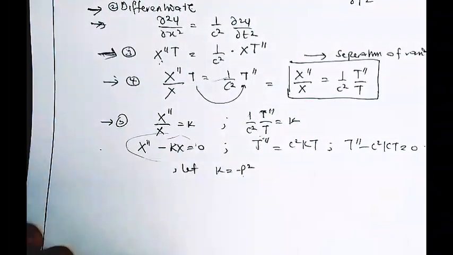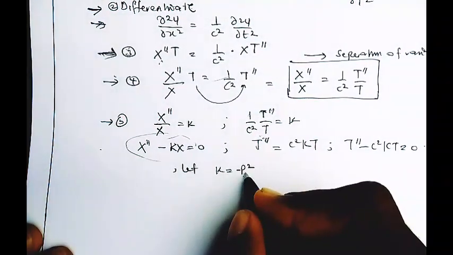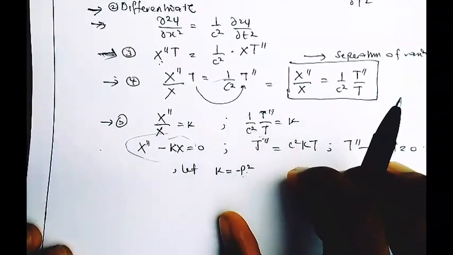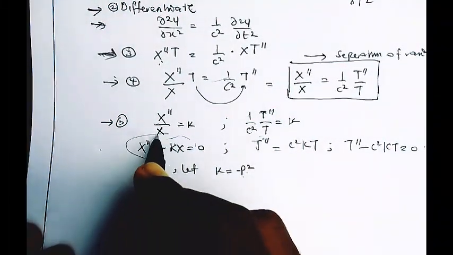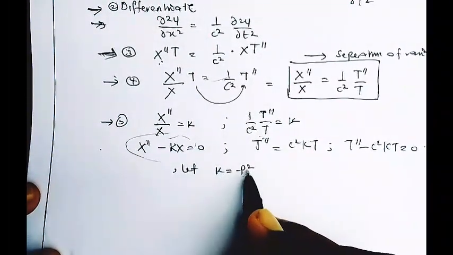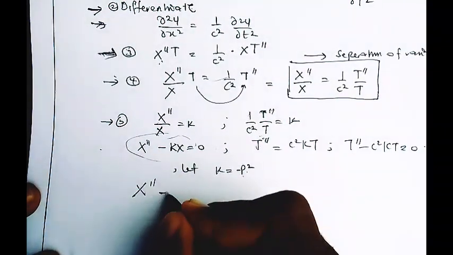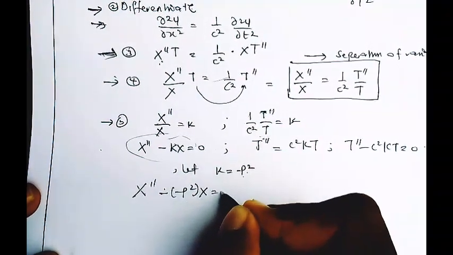For all the solutions you are going to solve, we assume k is equal to minus p square. For this step I'm going to follow, you will not actually need to solve this particular step when you are solving an actual problem. You will just need to know that the solution of this is this and the solution of this is this. So now substituting k equal to minus p square here, this is X double prime minus p square X, right, equals 0, right?